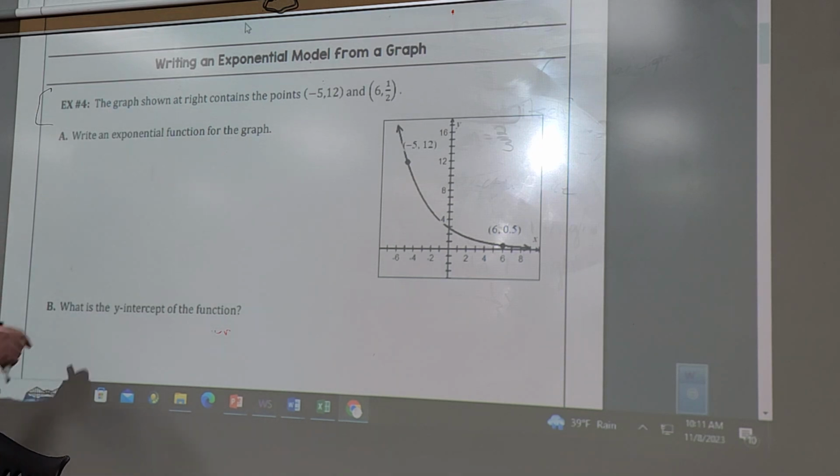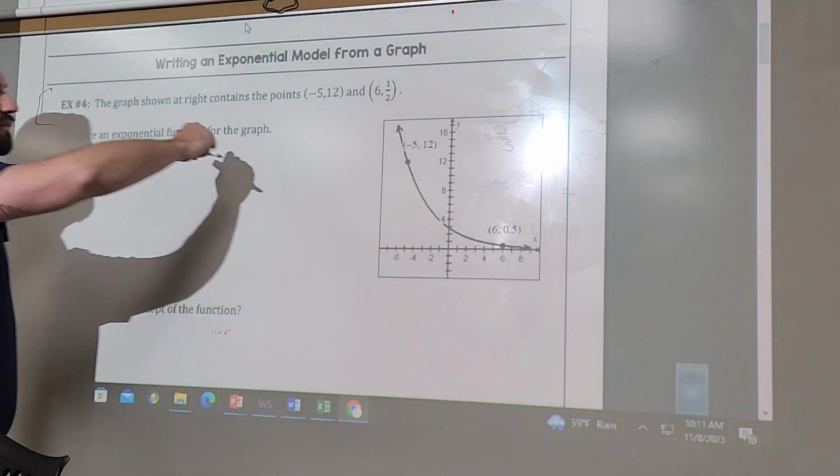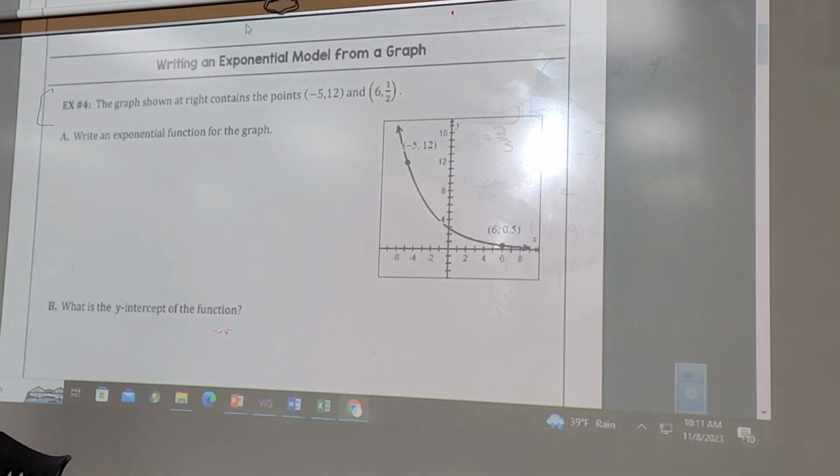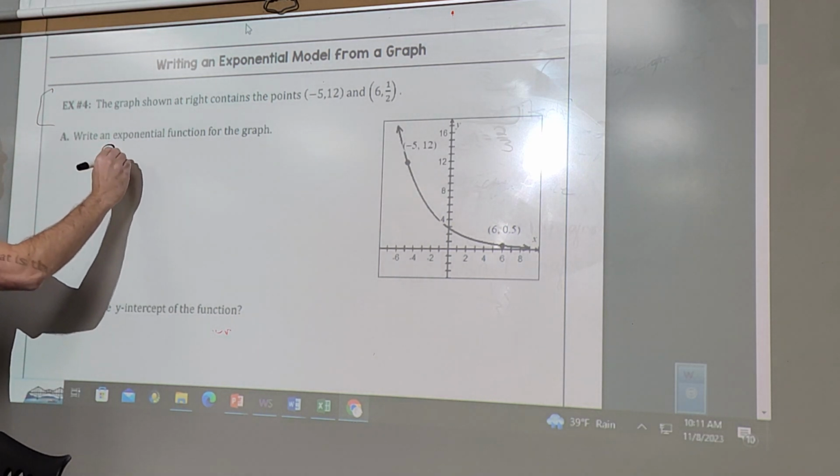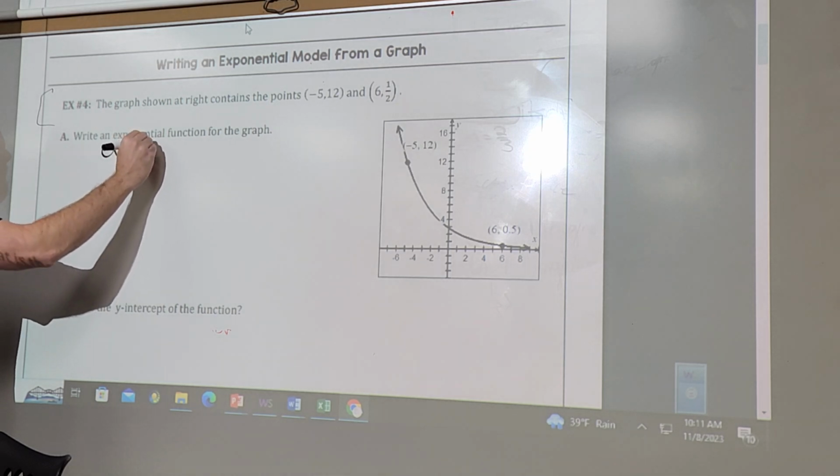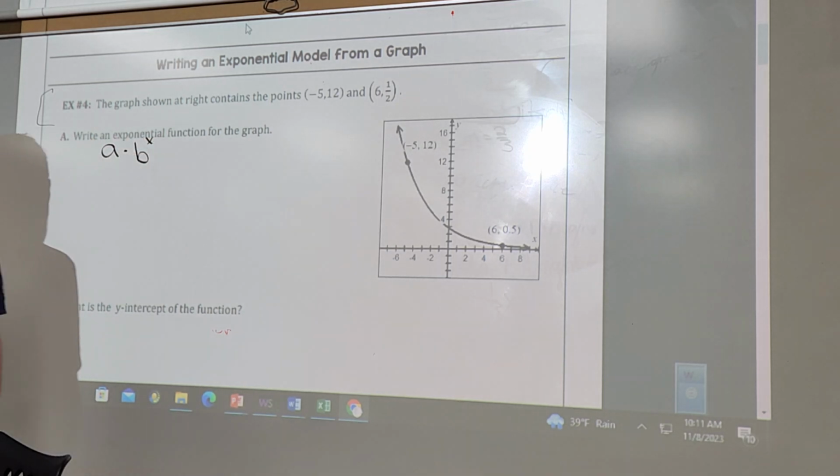All right. So I have 2 points, correct? What things do I need to write an exponential function? I need an a. I need a b. I don't need an x. That's going to be given to us. Now the big question is, how do I find my b?